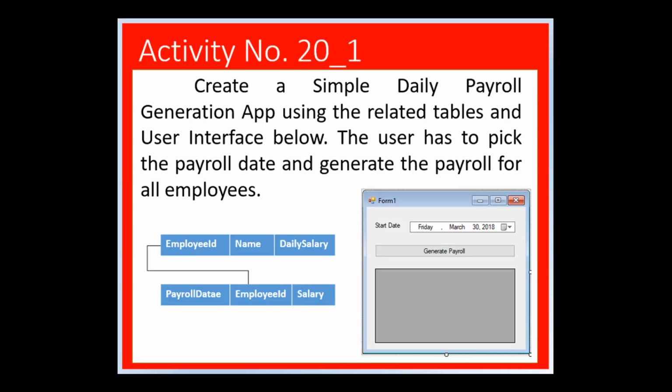In our activity, we will use only one form that has a data grid view, a date time picker, and a button. The user should pick the date of the payroll, and upon clicking a button, the payroll of all employees must be generated and displayed on the data grid view. We will have two related tables in this project, employees and payroll.